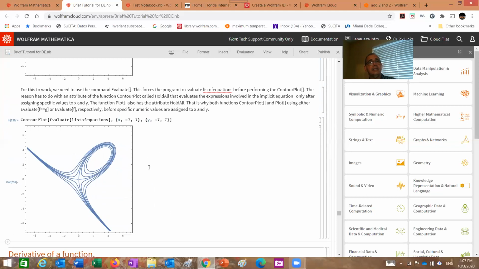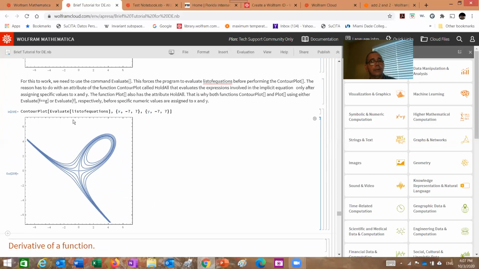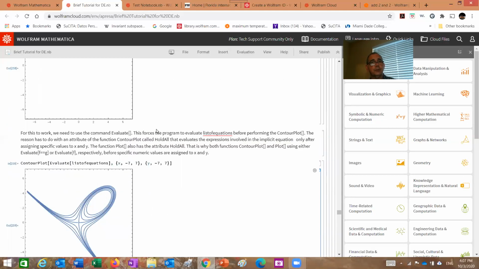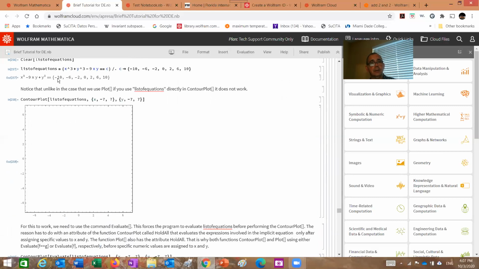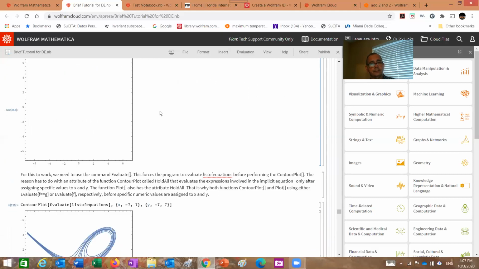And then you see all the graphs correspond to those constants. The constants -10, -6, -2, 0, 2, 6, 10 on the right side.